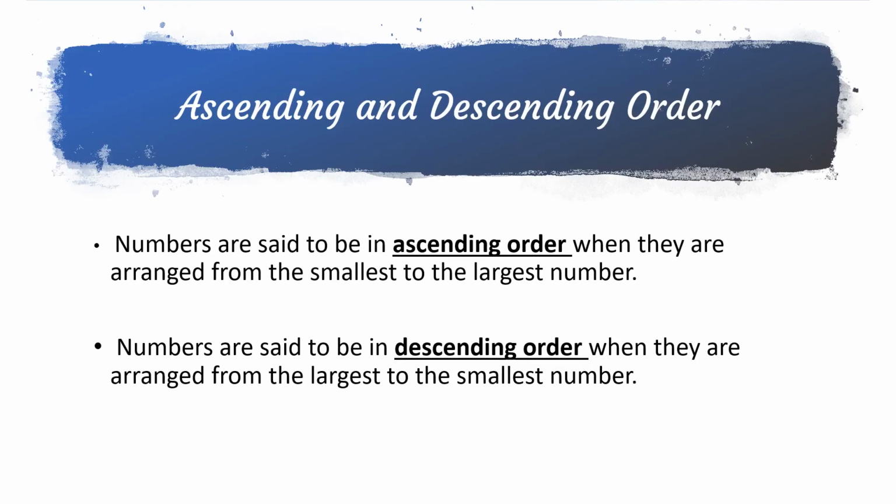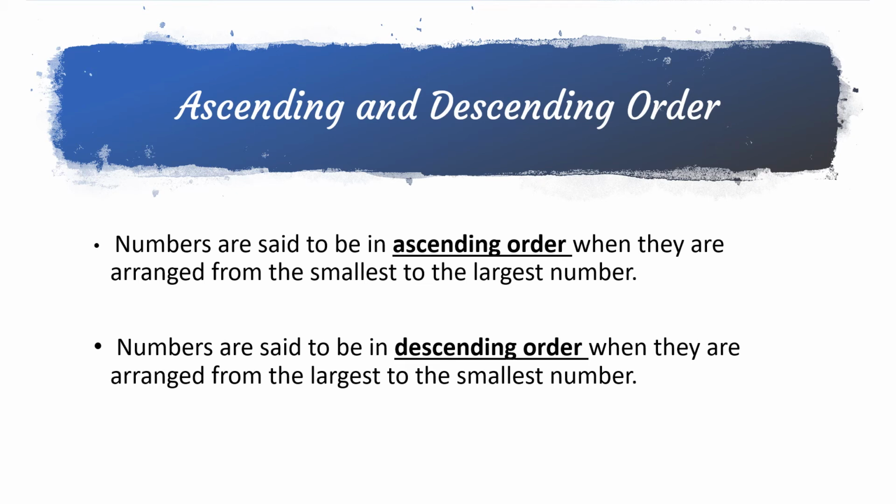Now we'll do ascending and descending order. So this is something we already know. Ascending order: numbers are said to be in ascending order when they are arranged from smallest to the largest number, and numbers are said to be in descending order when they are arranged from largest to the smallest number. So in ascending order we write the smallest number first and then we write the greater one, and in descending order we go from largest to the smallest one.